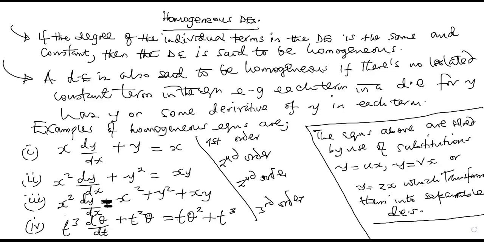So when you have these kinds of differential equations where the degree is the same, we don't use any of the methods we've looked at, but instead we solve them by substitution. y equals ux, or y equals vx, or y equals zx, whichever, which transforms them into separable differential equations, and then we separate variables and solve these equations.